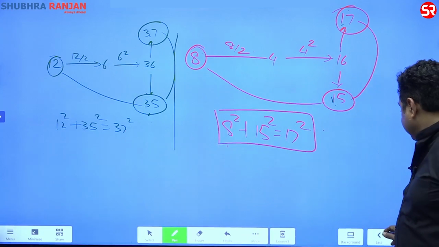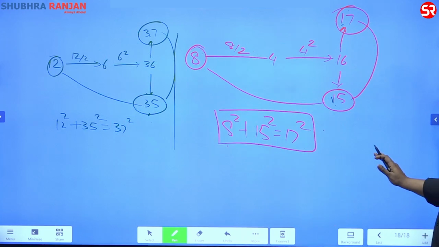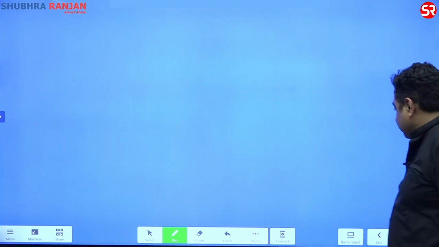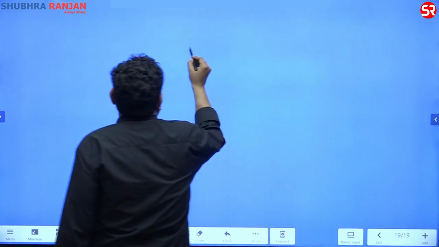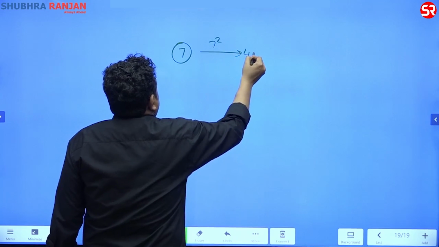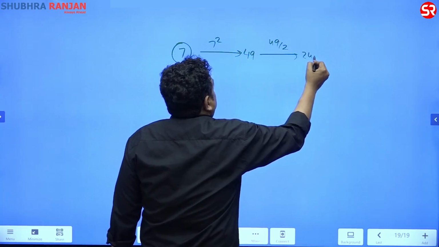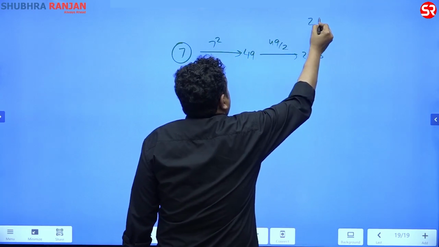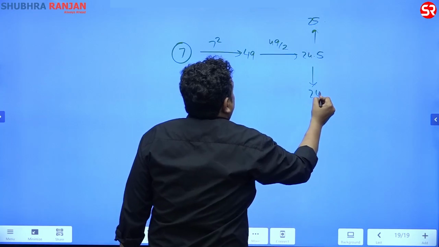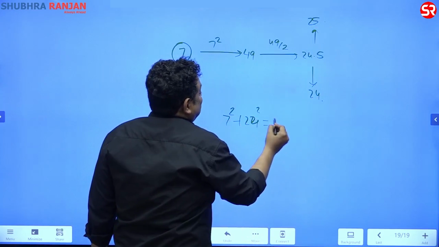So sir, if you know you have a trick for even numbers, but अगर odd numbers का करना हो तो क्या ये table पूरा बनाएंगे? नहीं. The trick for odd numbers. Have you written it? Trick for odd numbers. I need a Pythagorean triplet starting with 7. Guys, what is 7 ka square? 49. What is 49 by 2? 24.5. Integer bigger, 25. Integer smaller, 24. 7 square plus 24 square is 25 square.